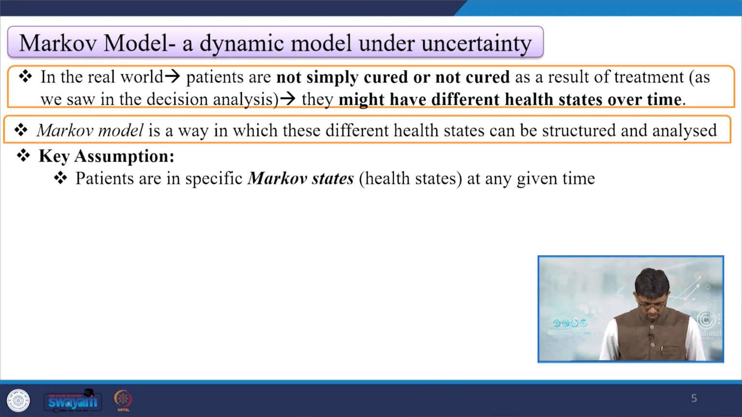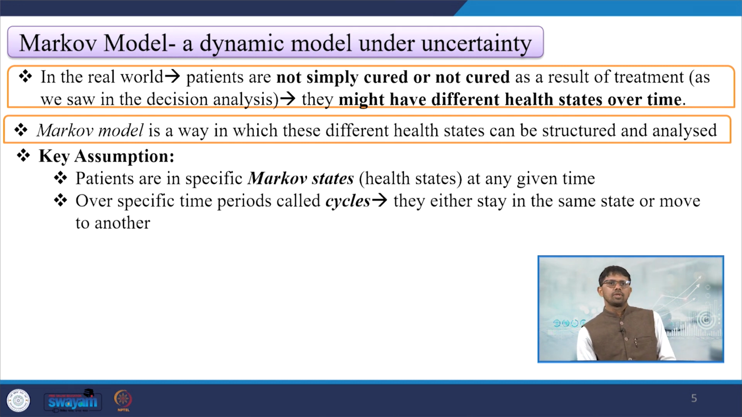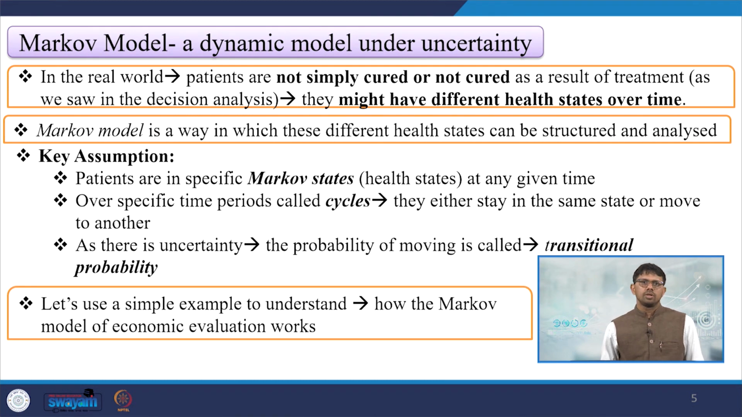There are particular assumptions in the Markov model, and only then can we explain it. The first one is that patients are in specific Markov states, that is called health states, at any given time, and over a specific time period, that is called cycles. They either stay in the same state or move to another state. That probability of moving is called transitional probability, hence it is called uncertainty. Hence, the assumption is that as there is uncertainty, transitional probabilities are attached.